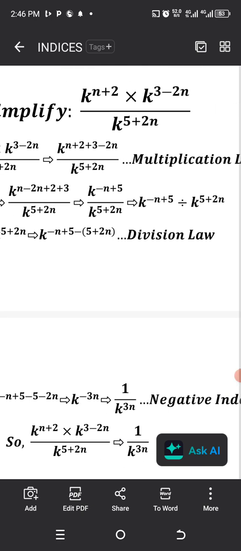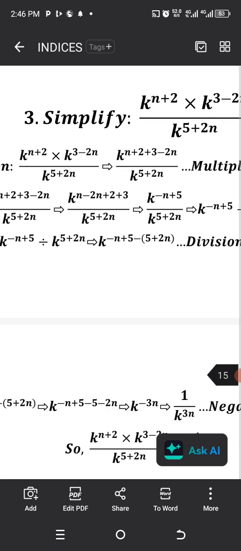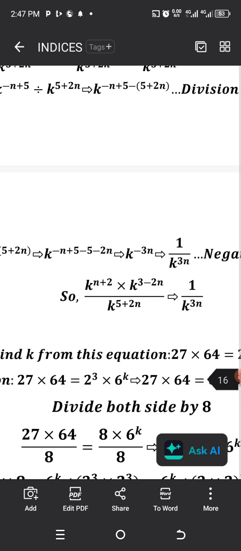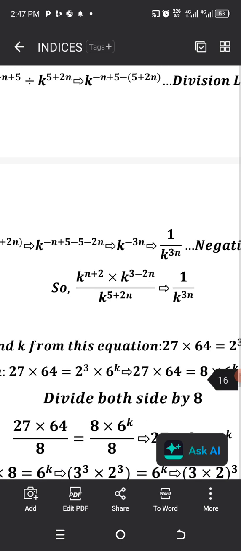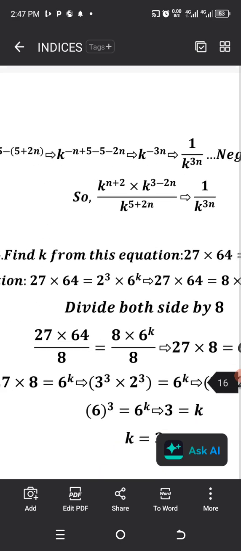So having this, record that is division law. So using division law now, that's why you are saying that it's now what? k raised to power n plus 5 minus 5 plus inside parentheses minus inside parentheses 5 plus 2n. So simplifying this, you have k raised to power n plus 5 minus 5 minus 2n, which eventually will give you k raised to power minus 3n. Because it's a negative index, it's definitely going to be a fraction. So the final answer is now 1 over k raised to power 3n. So that is it.